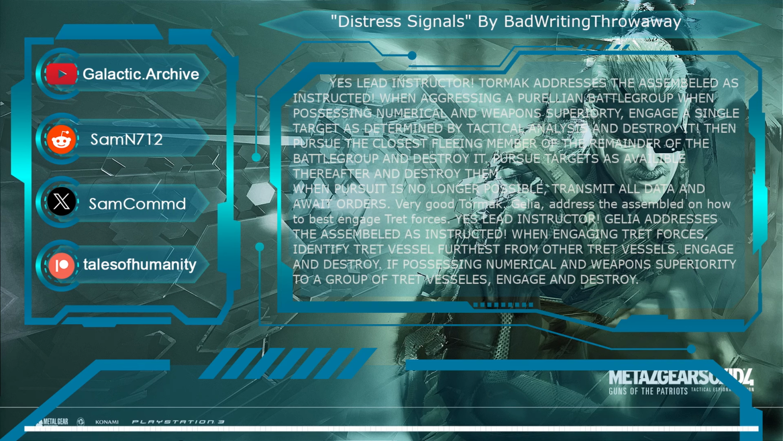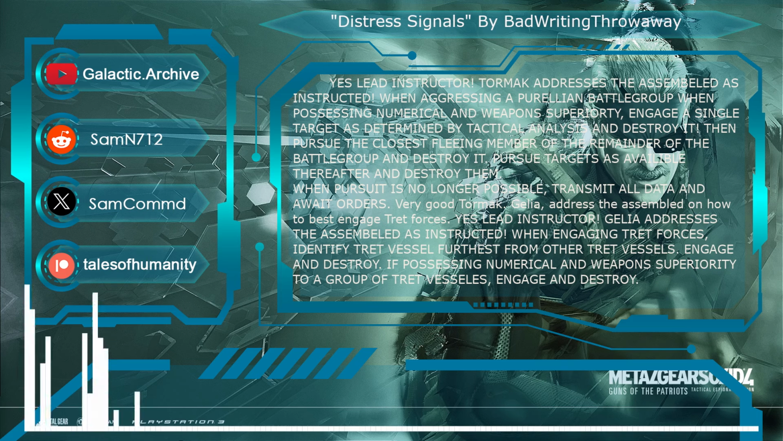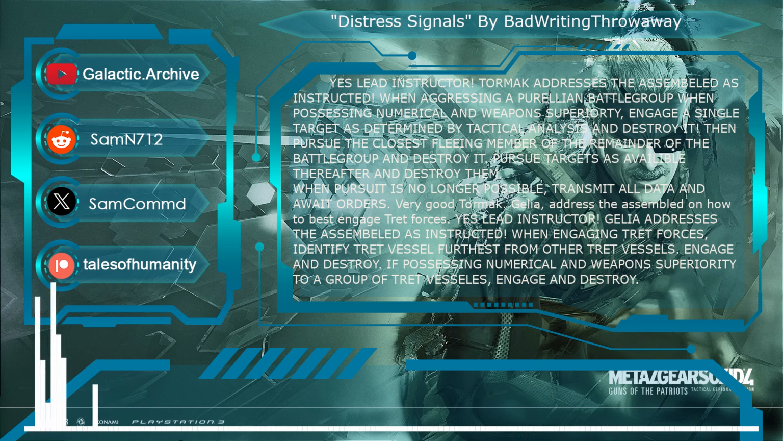Yes, lead instructor. Tormac addresses the assembled as instructed. When aggressing a Percellian battle group when possessing numerical and weapon superiority, engage a single target as determined by tactical analysis and destroy it. Then pursue the closest fleeing member of the remainder of the battle group and destroy it. Pursue targets as available thereafter and destroy them. When pursuit is no longer possible, transmit all data and await orders. Very good, Tormac. Gelia, address the assembled on how to best engage threat forces.